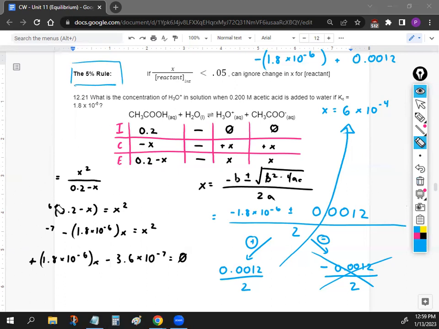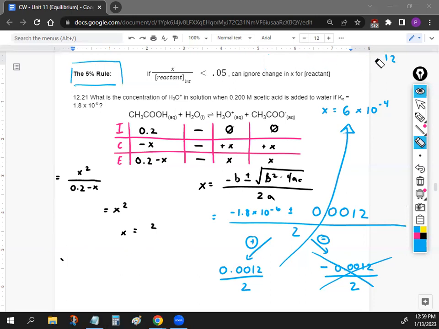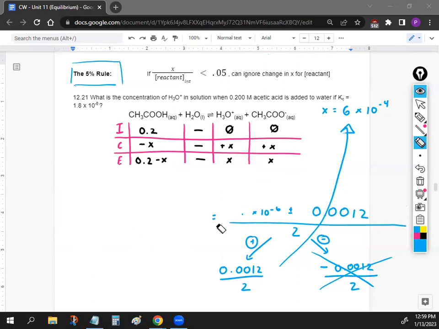And what we're going to do is use something called the 5% rule. I want you guys to write that down, the 5% rule. What the 5% rule is, basically, if the difference or the ratio between X and your reactant concentration is less than 5%, we can ignore X when we're doing our calculations. So we don't need to do a quadratic.